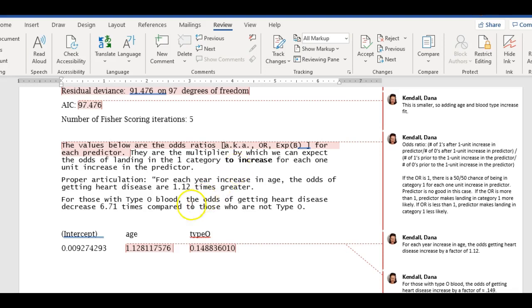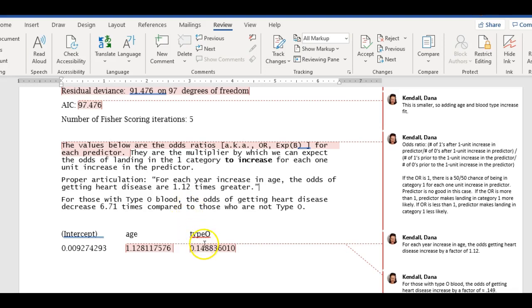And so for ORs that are greater than 1, that's really easy because all you need to say is, for each year increase in age, for example, the odds of getting heart disease are 1.12 times greater. Okay, that's all you need to say, I forgot my quotation marks here. That's all you need to say for ORs that are more than 1. And this could have been 2.12 times greater. It doesn't matter, or 3 or whatever.